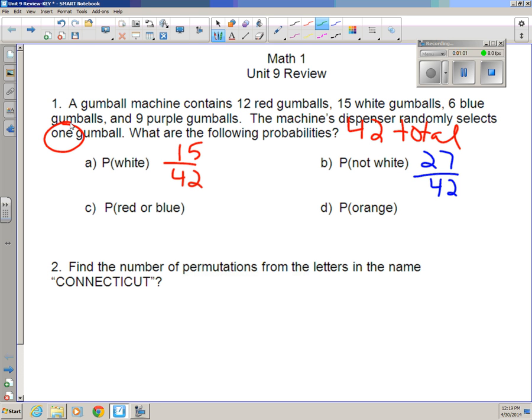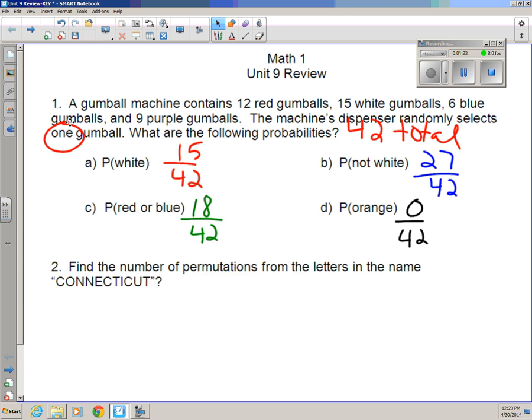Red or blue, this is not doing two separate draws, this is one draw. So if there are 12 that are red and 6 that are blue, this is just a total of 18 out of the 42 that are either red or blue. What's the probability there's an orange gumball? Well, that's kind of a silly question. There are no orange gumballs, so 0 out of 42.